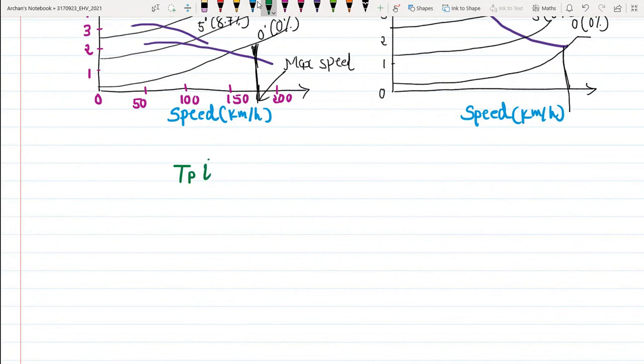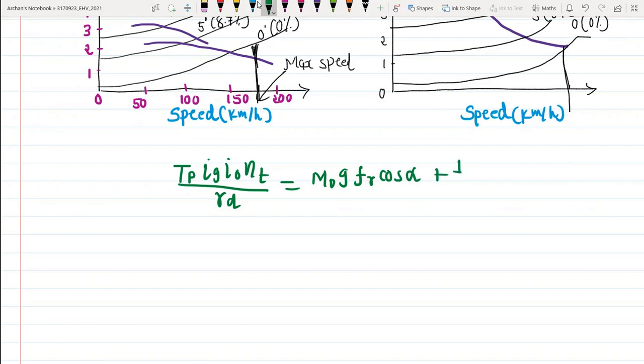We already have derived Tp Ig I0 eta t upon Rd, which was equal to m v g f_r cos alpha plus half rho A Cd Af V square. The second term indicates aerodynamic drag, right? So this equation indicates that the vehicle reaches its maximum speed when the tractive effort represented by the left hand side term equals the resistance represented by the right hand side term.